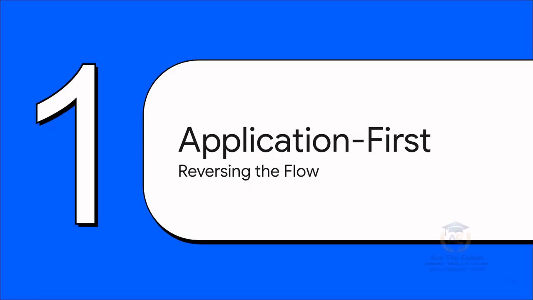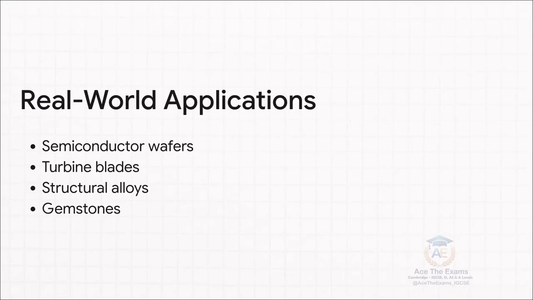Section 1. Application First Physics. Reversing the flow. To truly grasp covalent network solids, we actually need to reverse the usual academic flow. Instead of starting with an abstract definition and slowly working our way down to how it's used, we're going to use an application-first approach. We have to start with reality. Look at the real world. We've got semiconductor wafers in electronics, turbine blades in aerospace, structural alloys and gemstones.